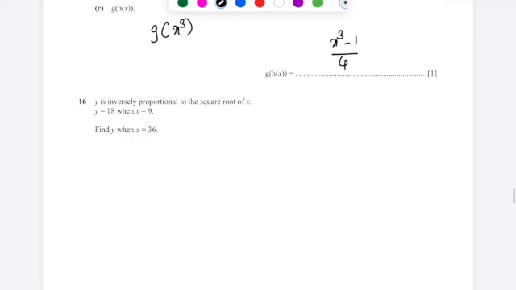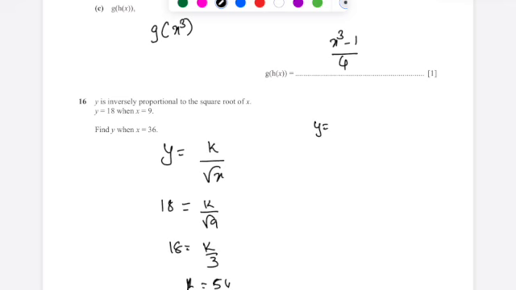y is inversely proportional to the square root of x. So y is 18 and x is 9. So 18 equals k upon 3, k equals 54. So y equals 54 by square root of x. Now x is 36. 54 by square root of 36. 54 by 6, which is nothing but what? 9.